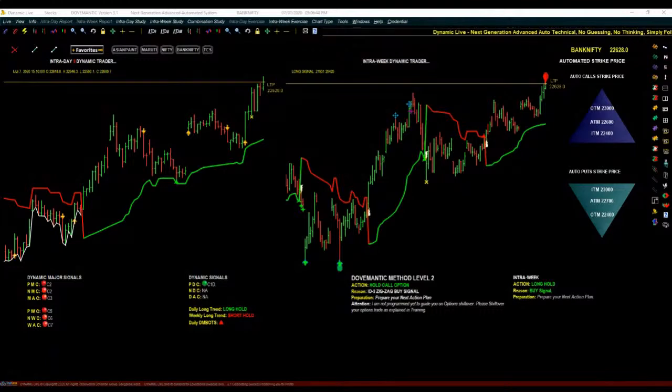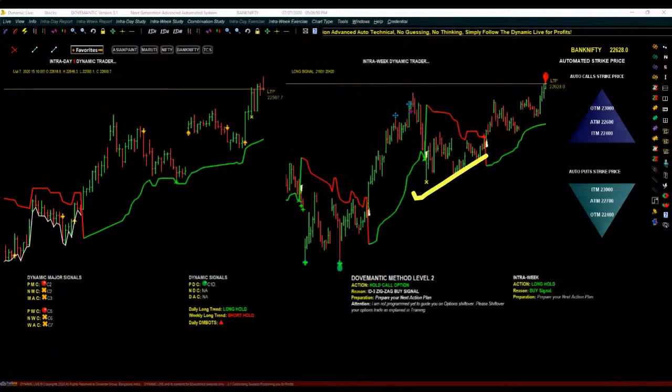To start with, once you have subscribed and once your Dynamic Live is installed, and when you open it, this is how it is going to look. And in this Dynamic Live, whichever favorite stock or index that you add, you are able to see two different charts on the screen. One on your right side, we call it the intra-week chart. The other on the left side, we call it the intraday chart.